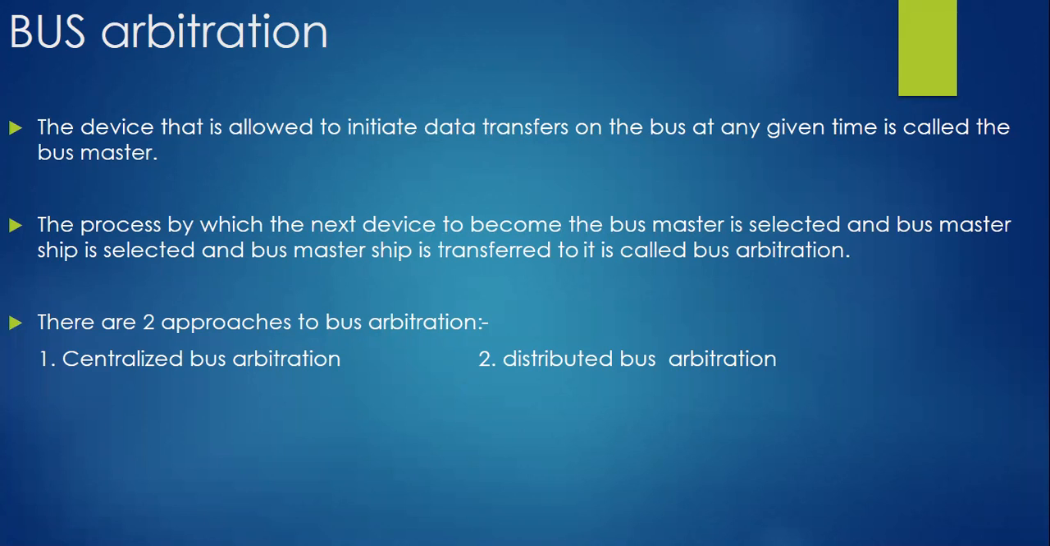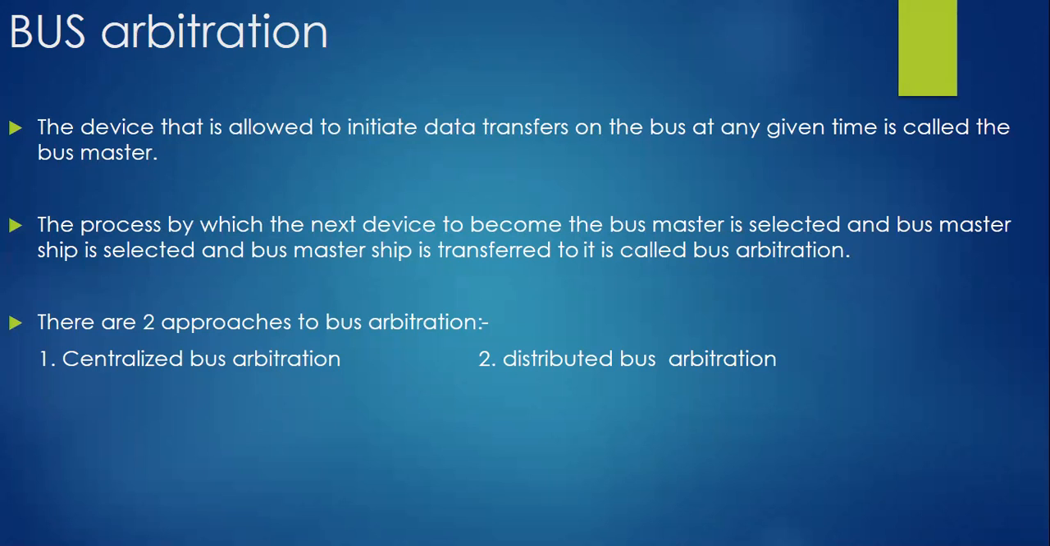Bus arbitration means many devices are connected. Out of that, only two devices can successfully utilize that particular bus cable. So we need to decide who should use the bus cable right now. That process we are calling bus arbitration. The decision we need to take is who should use the bus cable, or who should be made the bus master. What is bus master? The device that is allowed to initiate data transfer on the bus at any given time is called bus master. The one who is successfully transferring the information using the bus cable, at the given time, that device we are calling the bus master.